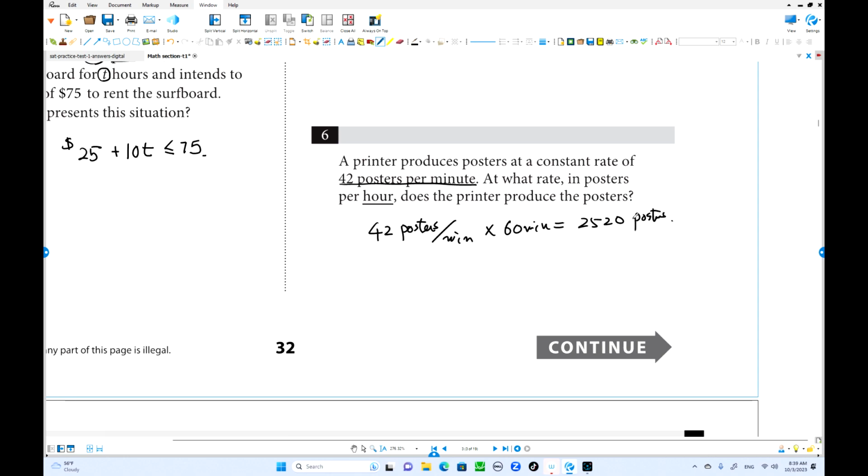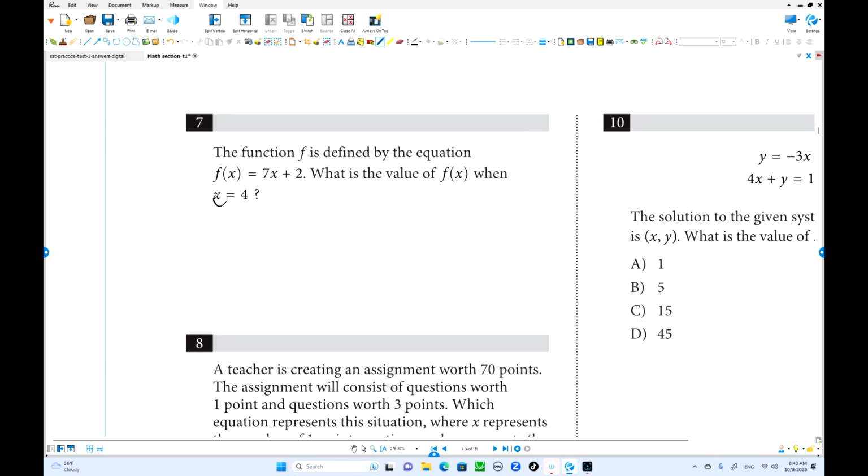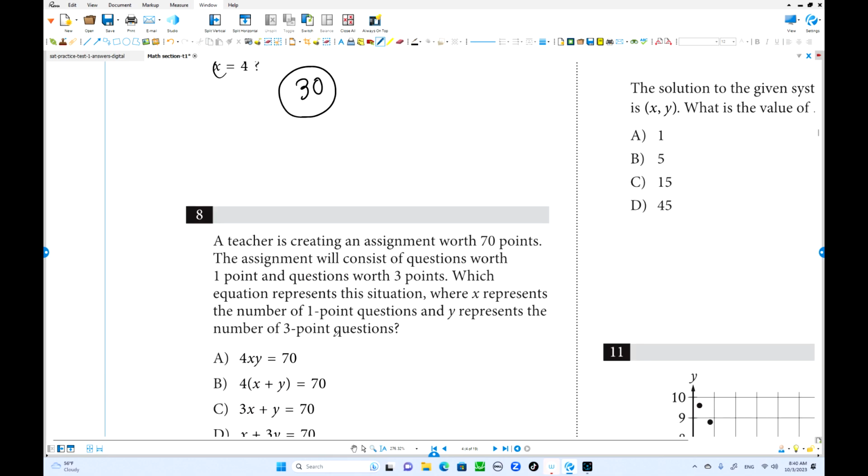Or you can use a proportion too. 24 will be 1 minute. If you got the 60 minutes, how many posters? From here you can use cross multiplication, find the value of x. Number 7, x is 4, probably 4. 30 is the answer. 7 times 4 plus 2 equals 30.